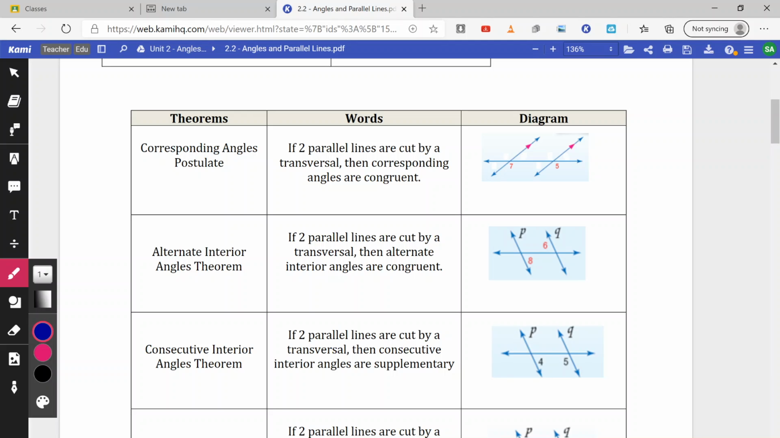So corresponding angles, again, are on the same sides of the same line. Notice angle 7 and 5 here. They are both on the bottom of our transversal, and they are to the right of our parallel line. So 7 and 5, being essentially in the same position, are going to be congruent. They are going to be the same. So angle 7 is equal to angle 5 in this particular case.